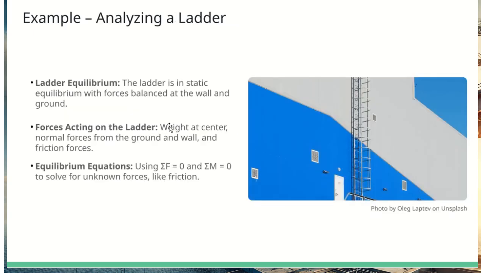For example, analyzing a ladder. A ladder in equilibrium. The ladder is in static equilibrium with forces balanced at the wall and on the ground. Forces acting on the ladder: weight at the center, which is your own weight when you are climbing the ladder, normal force on the ground and at the wall, and friction force. Equilibrium equations use total F equals 0 and total moment M equals 0, to solve for unknown forces like friction.